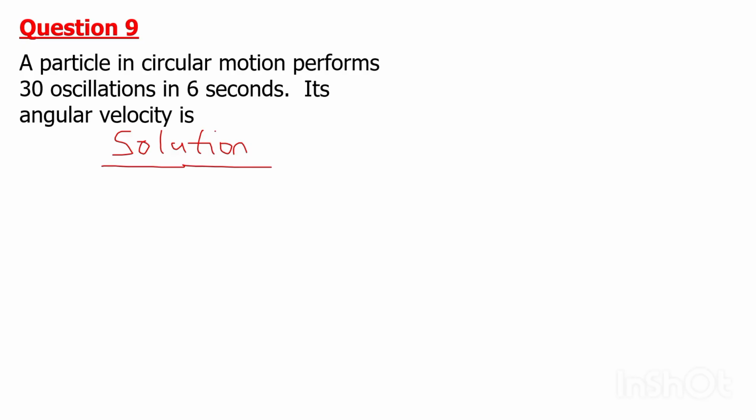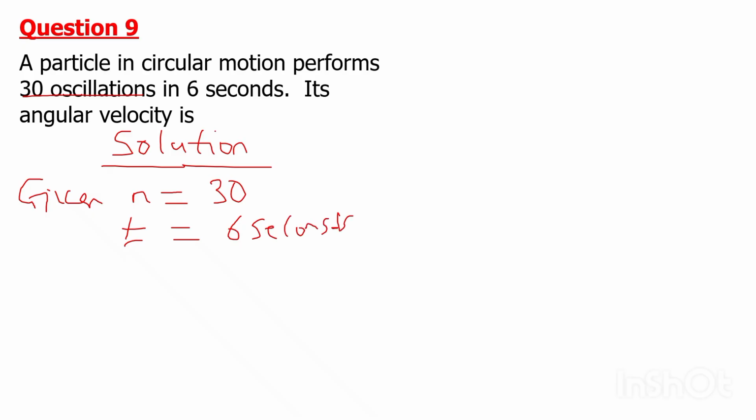Now we have number of oscillations n, giving number of oscillations as 30. Then time is given as 6 seconds. We are looking for angular velocity. Now, only 2 things are given. How will you solve this kind of problem?